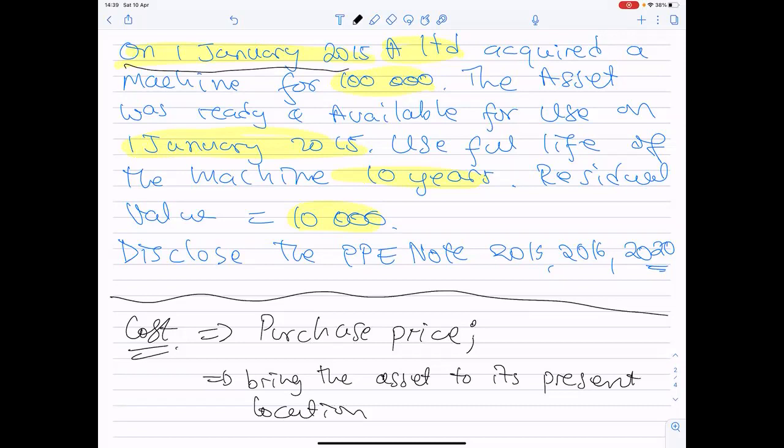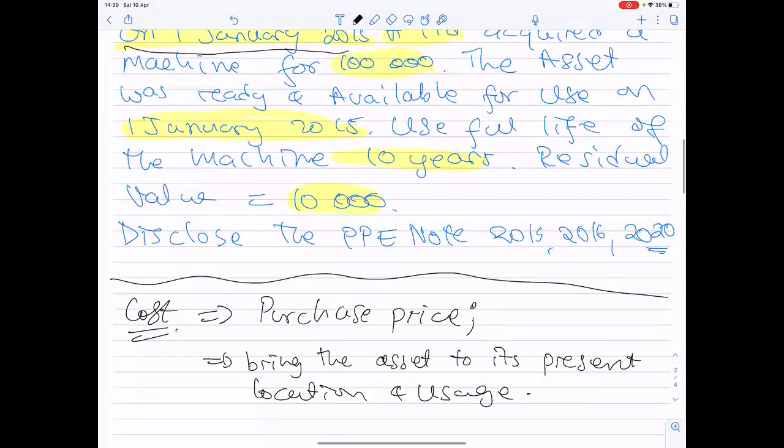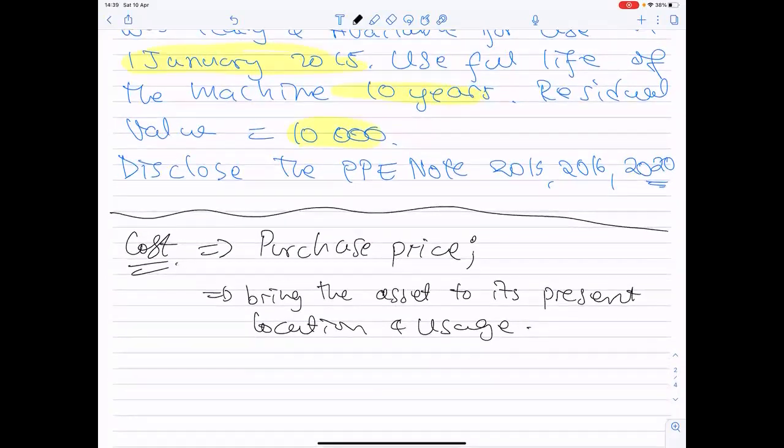And also, usage. So all costs that the entity is going to incur to transport the asset, let's say you bought the asset in America, you transport the asset to Durban, you transport the asset from Durban to Pretoria, are we together? All those costs are going to be included in the cost of the asset.